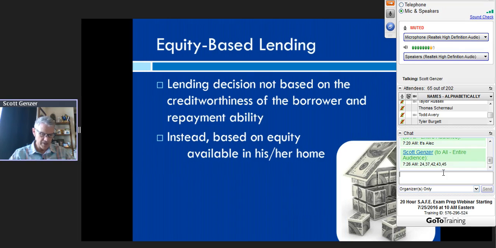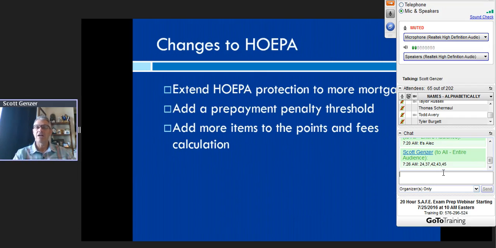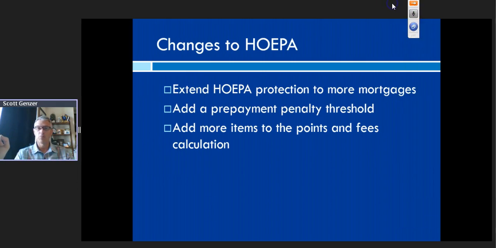So what happened to HOEPA most recently? Dodd-Frank mandated changes to HOEPA. And the first thing is protection for more mortgages, all right? Not just owner-occupied, refinance, and closed-end. Now it's any owner-occupied property: purchase, refinance, construction loan, closed-end, even a HELOC. So any of those loans, which is pretty much all of them that you can get on a home, that exceed any of the three thresholds of HOEPA, APR, points and fees, or prepayment penalty, which doesn't really come into play right now, but the other two, is subject to the rules of HOEPA.